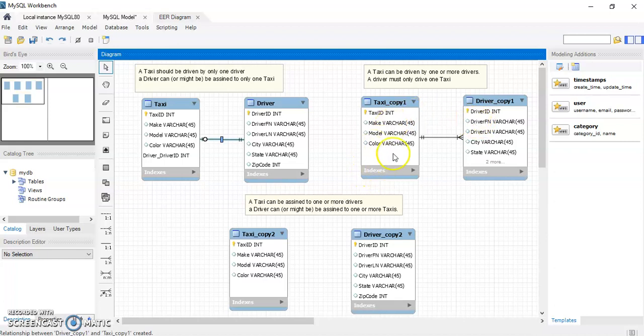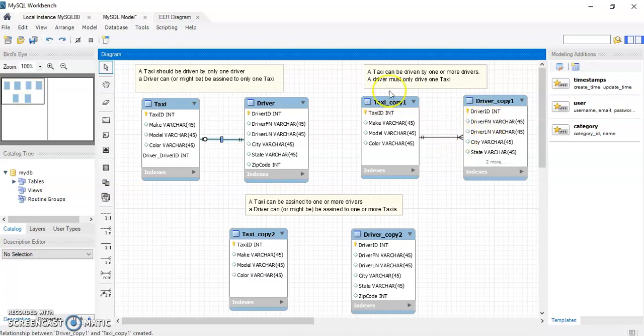How about the modality? Here it says it can be driven by one. When it says can, it also means zero. It can be driven by one, it can be driven by more, it can be driven by zero. It doesn't have a driver yet. So here the modality should be zero since it's a can be.